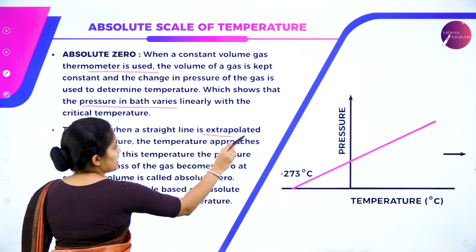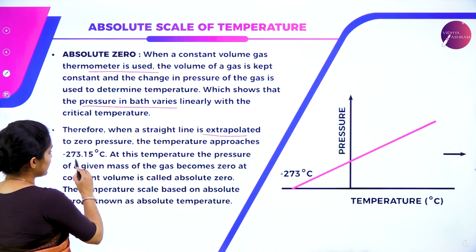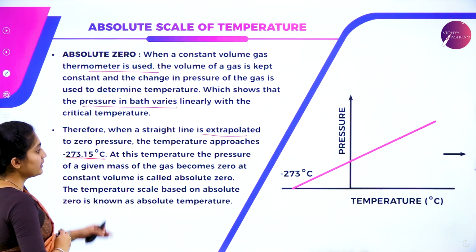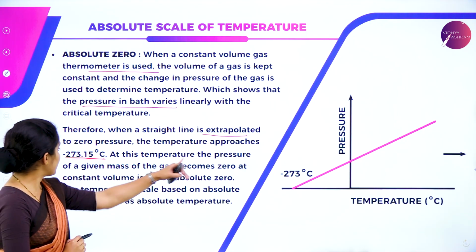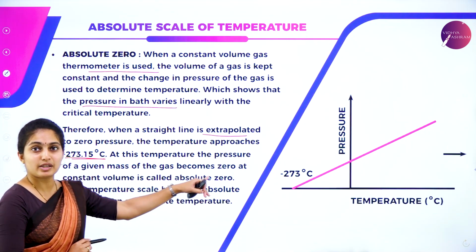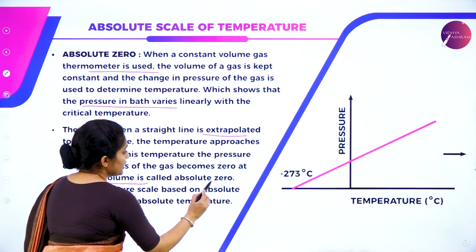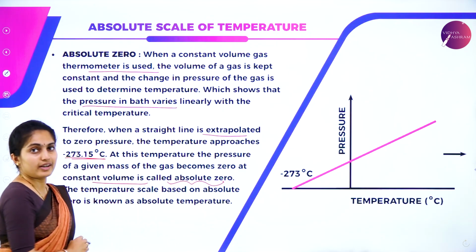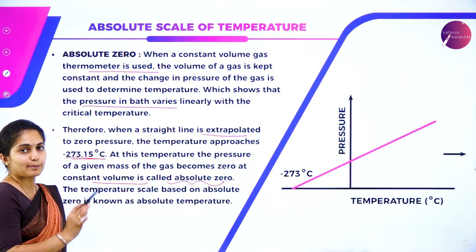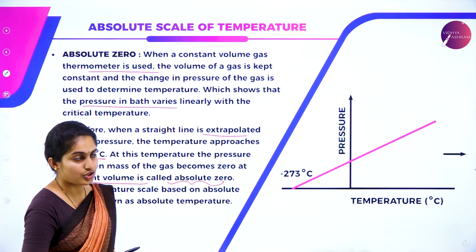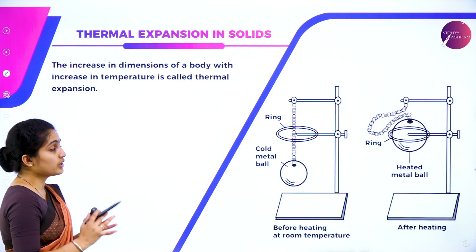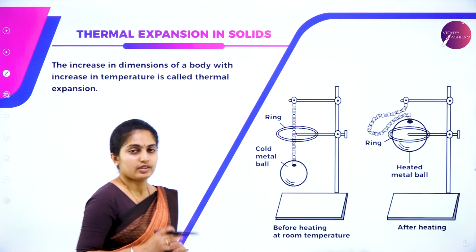That value is called the absolute scale of temperature. The straight line is extrapolated, as you can see, and this is the value we are getting. At this temperature, the pressure of the given mass of a gas becomes zero at constant volume. Such a concept is called absolute zero or the absolute scale of temperature. Next, we are moving on to thermal expansion in solids.